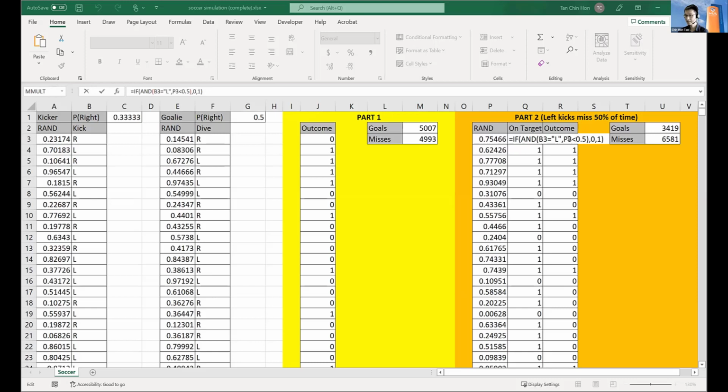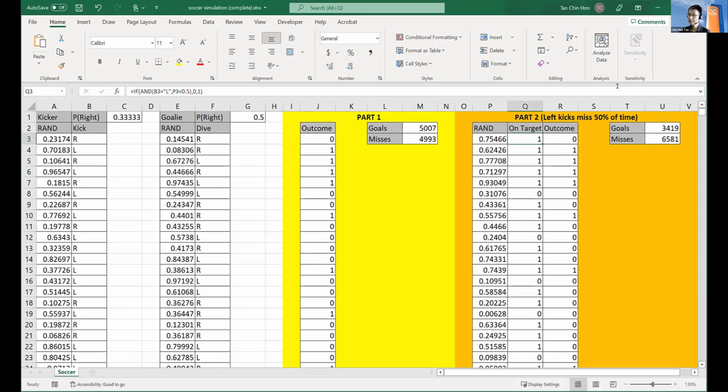But if I kick right, or if this number over here is bigger than 0.5, then I say that this ball is going to essentially be on target. And so with this, what we're doing is simulating the fact that left kicks are going to miss 50% of the time. Because when the kicker decides to kick left, we have an additional consideration that this random number must be bigger than or equal to 0.5 before we say that the ball is going to be on target.